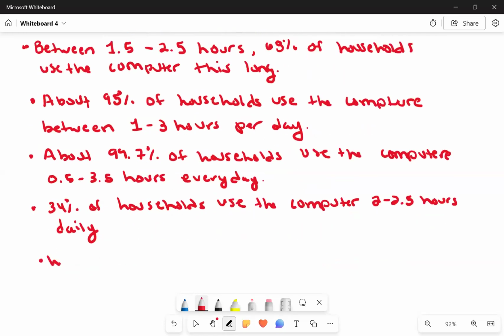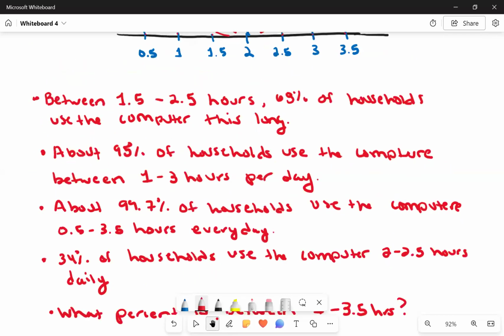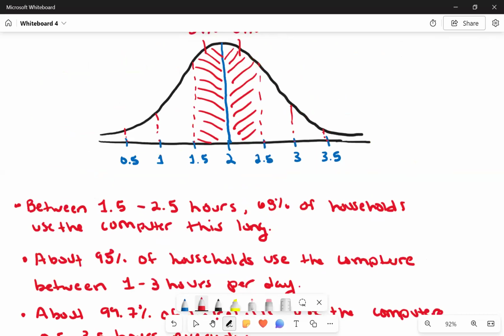I'm going to write this question down first. What percent is between 1 to 3.5 hours? Okay, so let me come back up here. So 1 to 3.5. That means we're looking at, here's 1, which is 2 standard deviations below, and 3.5, which is 3 standard deviations above. So here's what I'd like to figure out then.